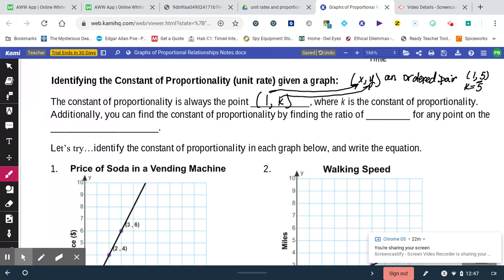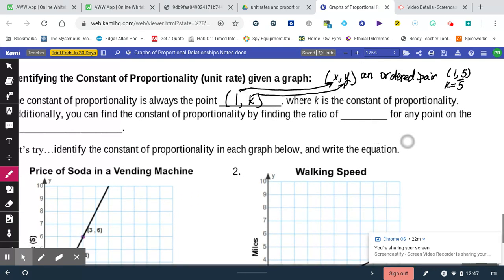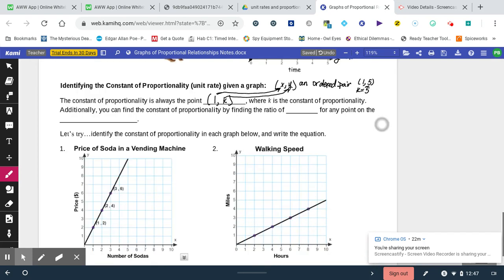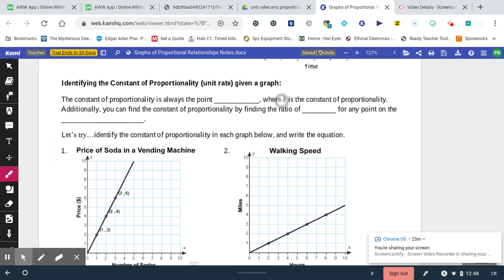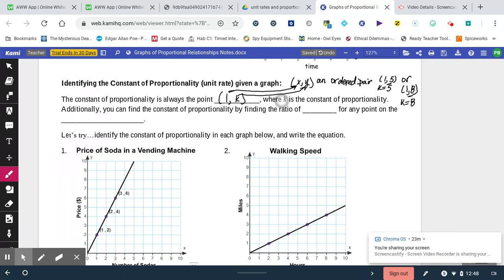Or if you had something like 1, 8, I don't know, it doesn't matter, I'm making up something. You got an x value of 1, so this y value is your k, so k is 8. I hope you see what I'm talking about. If you have an x value of 1, that y value is your constant of proportionality.